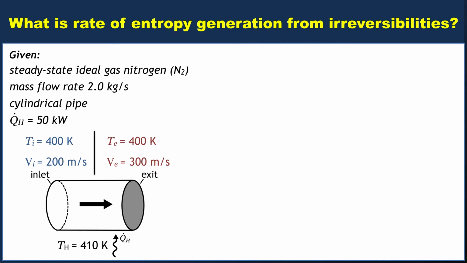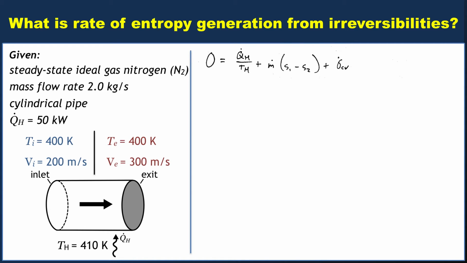So for a steady state, dS/dt has to be 0. That tells us that 0 actually equals Q dot H over TH plus m dot (S1 minus S2) plus sigma dot CV. So what I've done is I've set dS/dt equal to 0 on the left-hand side. We have one heat transfer, so that's the Q dot H over TH. And then remember, the m dot terms represent entropy advected in through the inlet and exited out through the exit. Sigma dot, as always, represents the entropy generation from irreversibilities, which is what we're trying to solve for. So let's rearrange to solve for sigma dot.